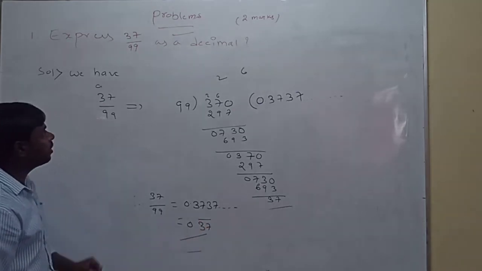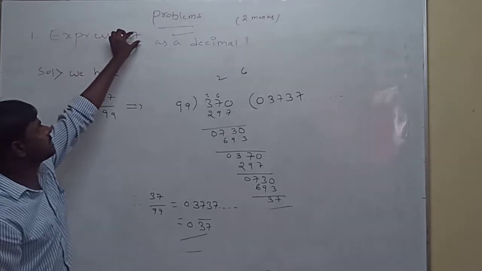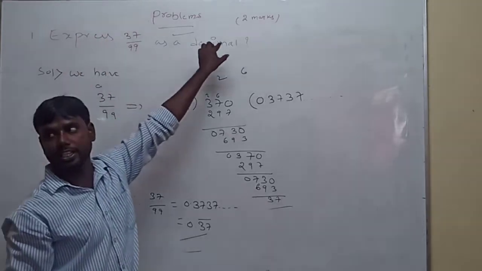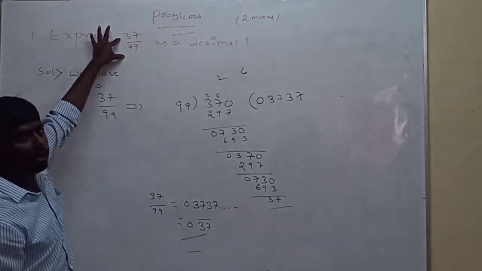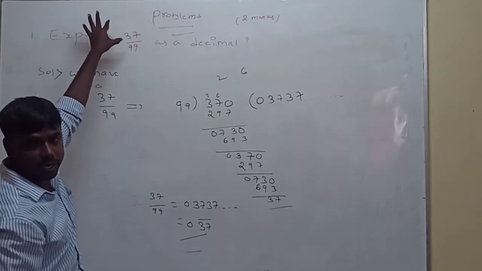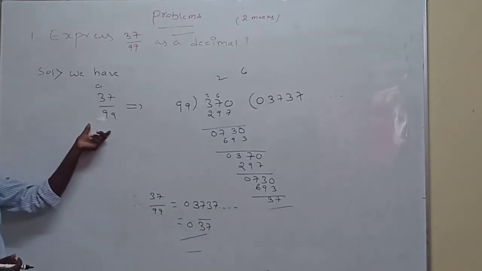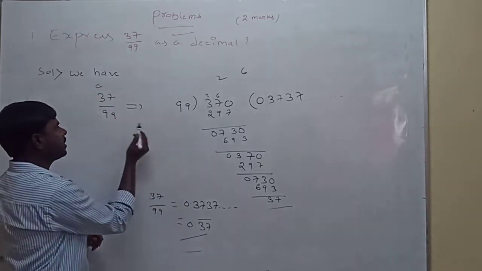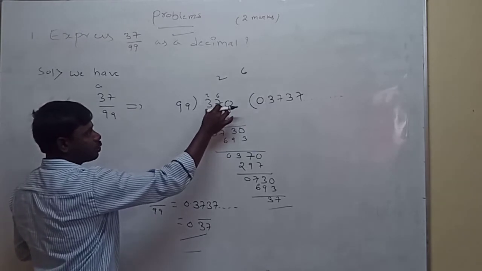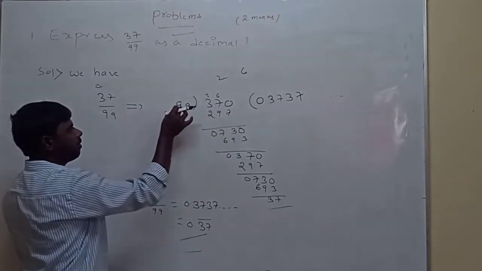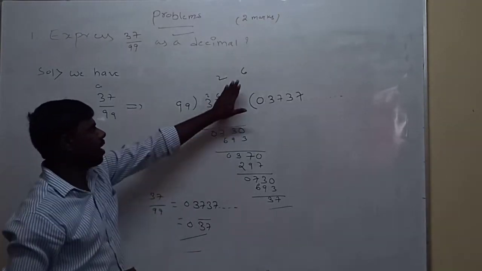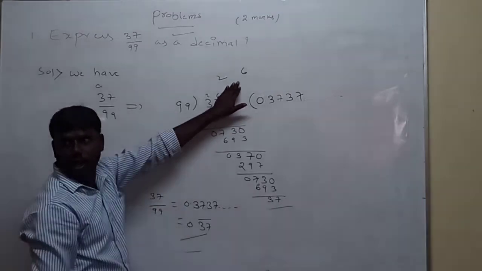So everyone understanding? So what is the given? 37 by 99 as a decimal means the given number is a rational number. The rational number is converted to a decimal. So what is the given? You should write it, after that take brackets. Numerator value should be written here, denominator value written here. So the smaller value is not divisible by the larger value.